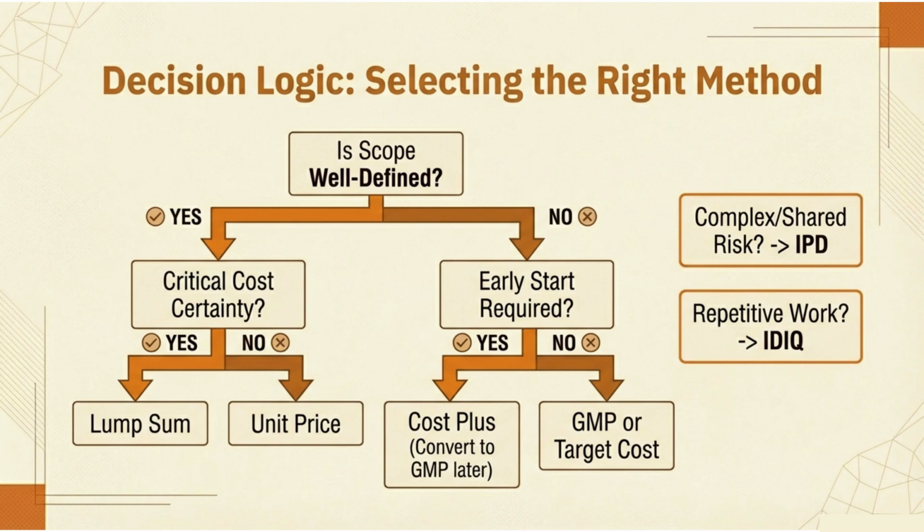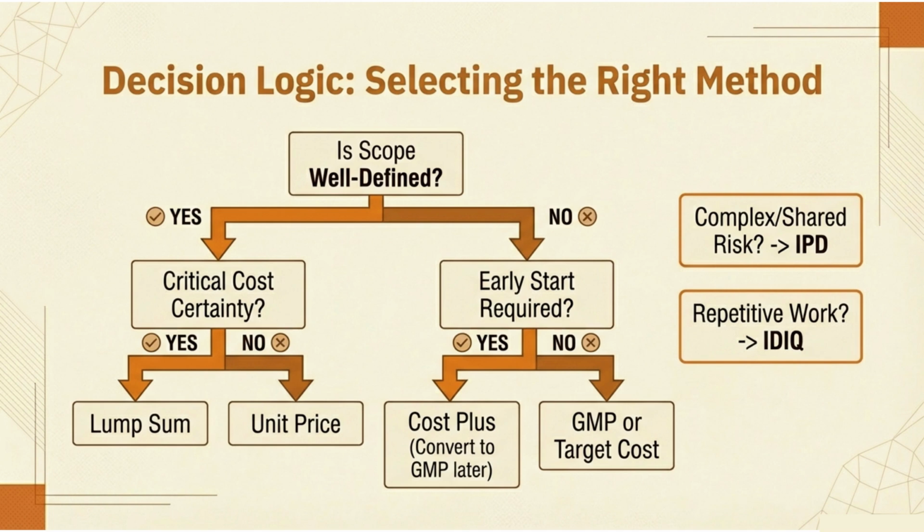No. Unit price, flexible quantities. If no to well-defined scope, early start required? Yes, cost plus, start now, figure it out later. No, GMP or target cost. Convert to GMP once you know what you're building.